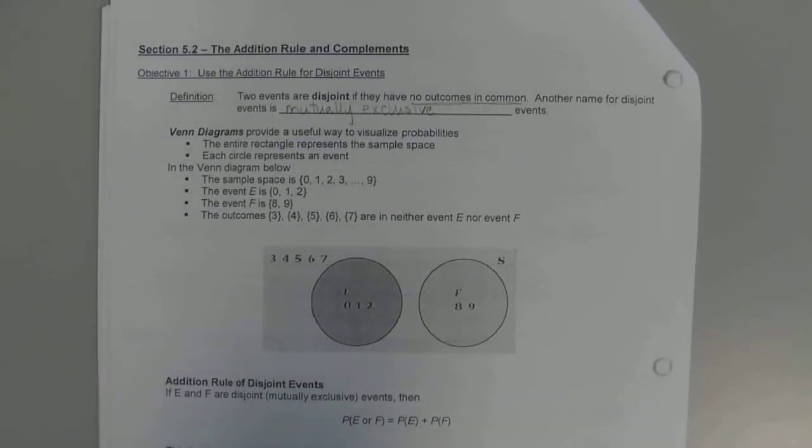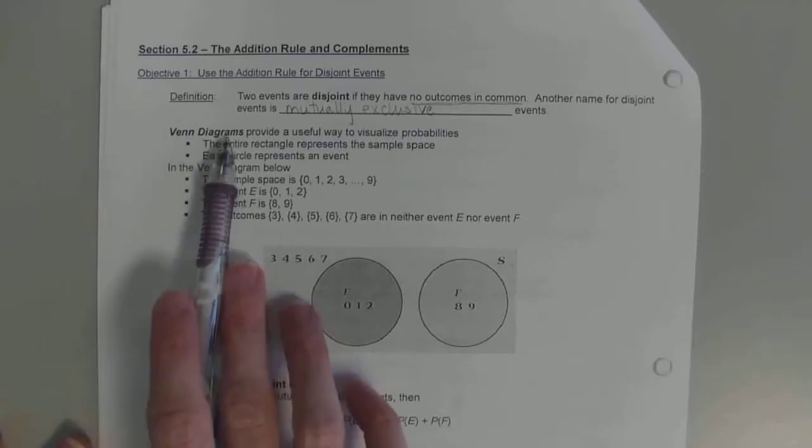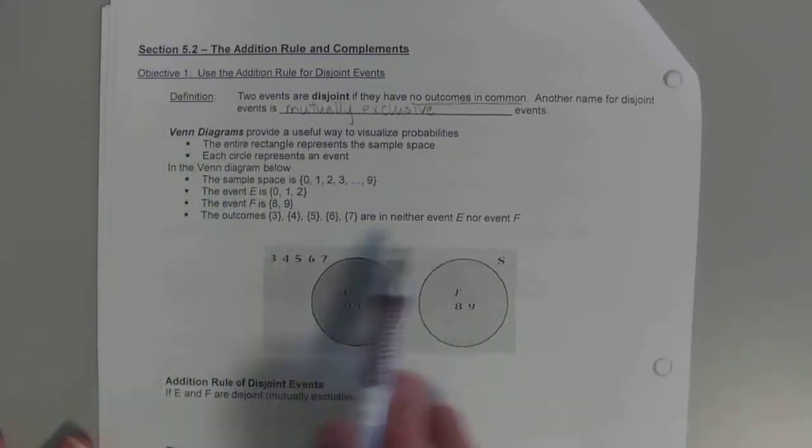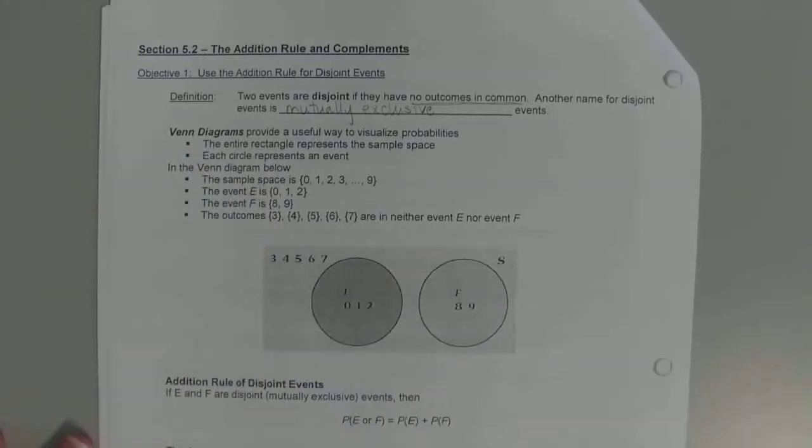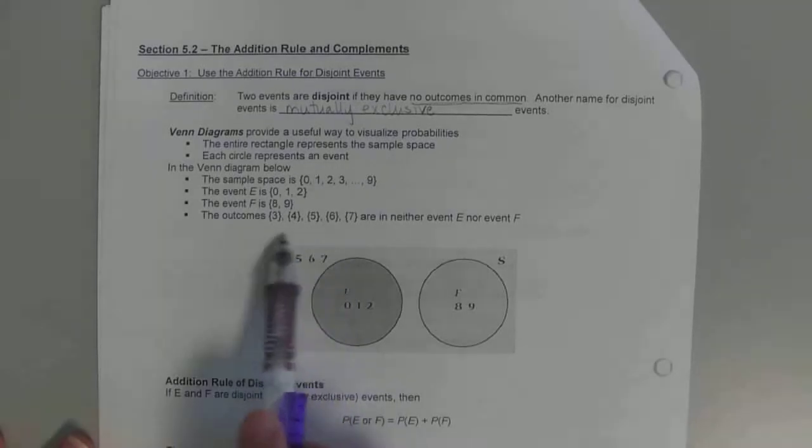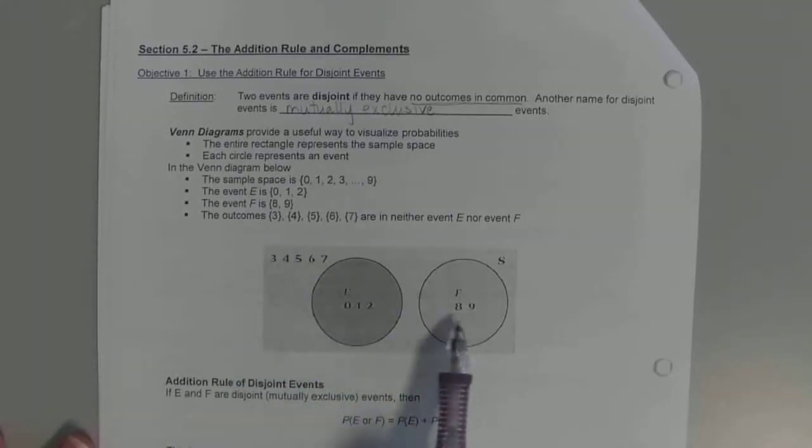How they show this is using Venn diagrams. So I don't know if you guys ever have taken a set or a logic class where they use Venn diagrams. So Venn diagrams, the entire rectangle is the sample space. So all these numbers are in the sample space, and then each circle represents an event. So this is a Venn diagram where we have numbers 0 through 9 in the sample space, but event E is only numbers 0, 1, and 2, and event F is just 8 and 9. So these are outside of the events. These are in events E, these are in event F.